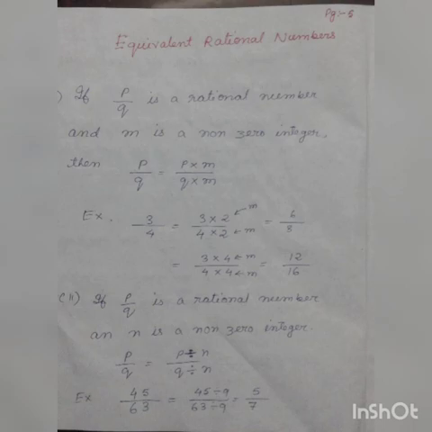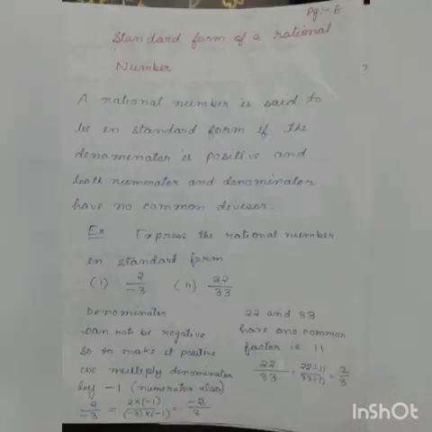The next topic is standard form of a rational number. A rational number is said to be in standard form if the denominator is positive and the numerator and denominator have no common divisor. So in the standard form, the denominator should not be a negative number, and the numerator and denominator should not have a common divisor. I have shown one example.